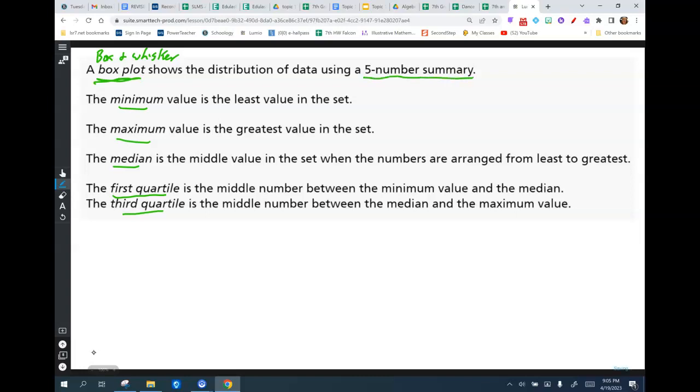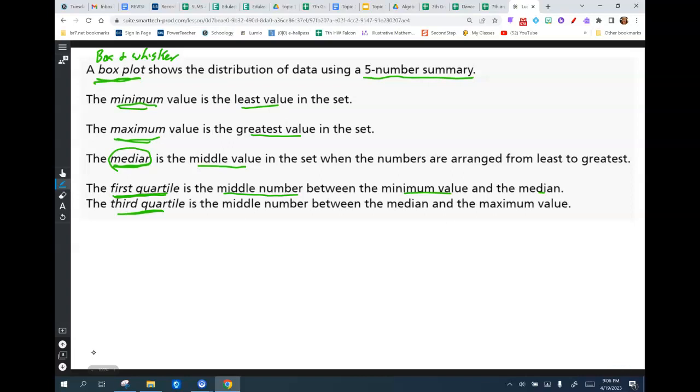What are those 5 numbers? The minimum, the maximum, the median, the first quartile, and the third quartile. The minimum is just the least value in the set. The max is the greatest value in the set. The median is the middle number, what we were just talking about before. What is the middle number when they're arranged from least to greatest? And then the first quartile is the middle number between the minimum value and the median.